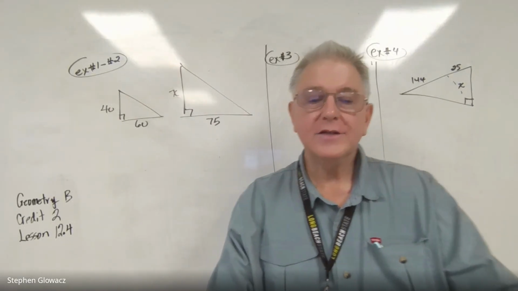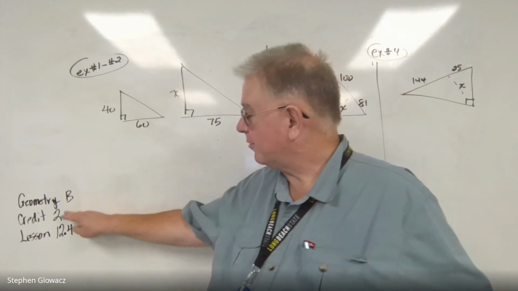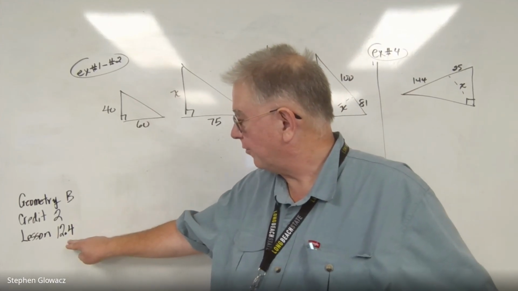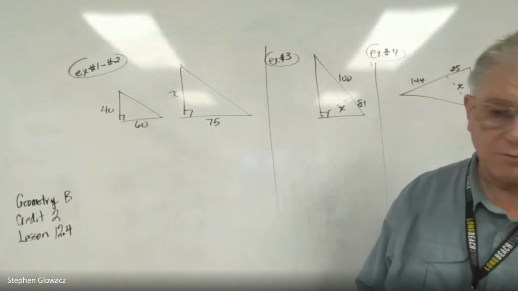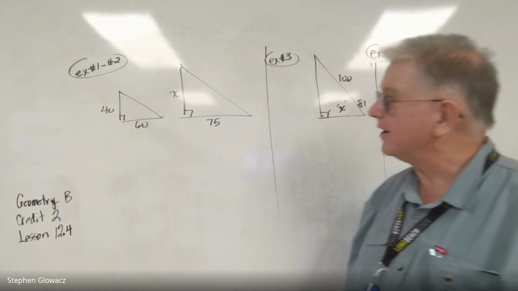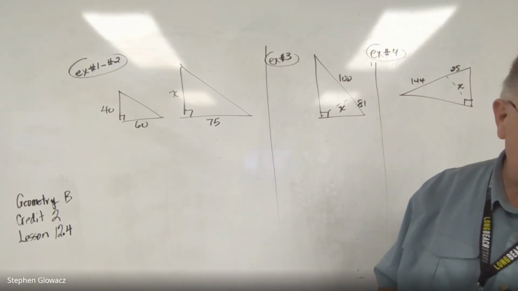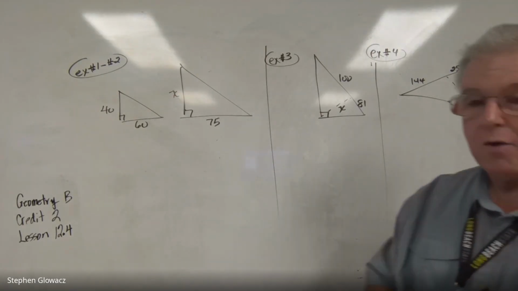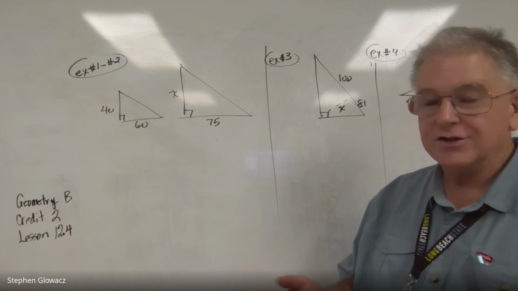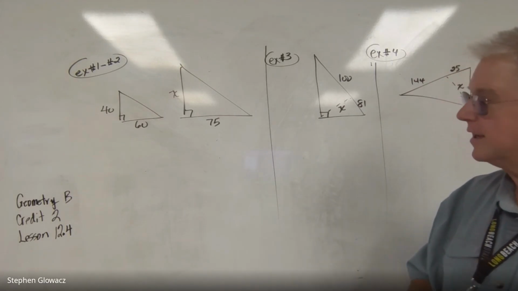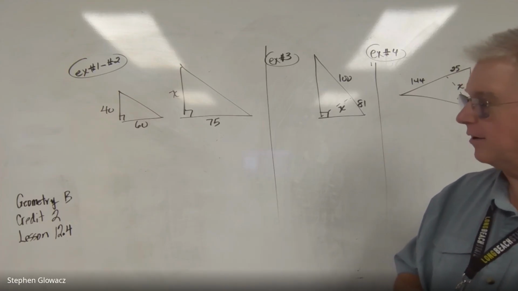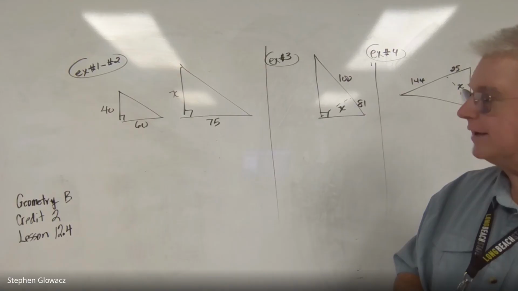These are the examples for Geometry B, Credit 2, Lesson 12.4. Lesson 12.4, again, we're doing some more work with similar triangles and also finding a missing side length. And we're going to end up with some application, which means we'll be doing some word problems and seeing how we could use this in a real-life situation. All right, so let's take a look here.